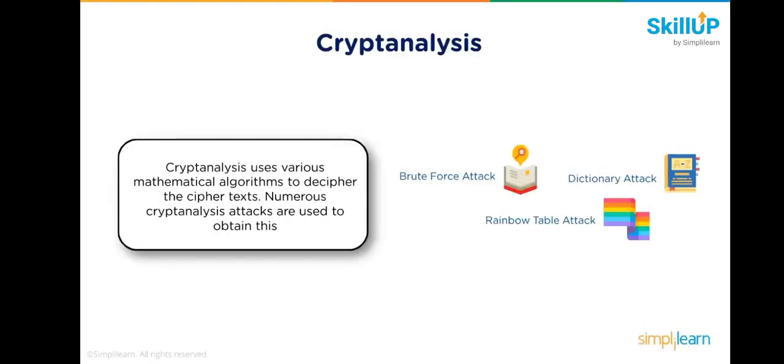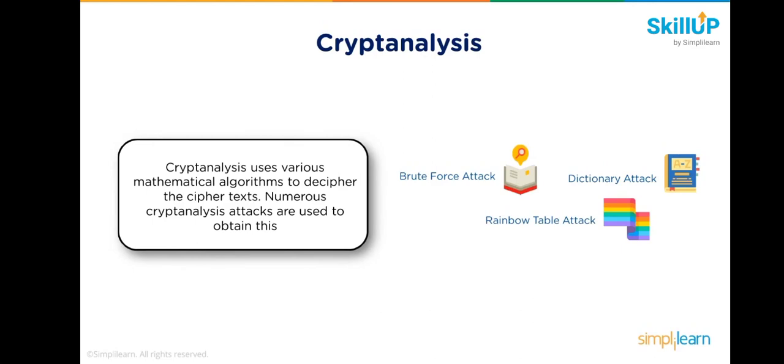So cryptanalysis can be done using various formats. The first one is a brute force attack, the second is a dictionary attack, the third one is a rainbow table attack. A brute force attack is trying every permutation and combination of the key to figure out what the key was.